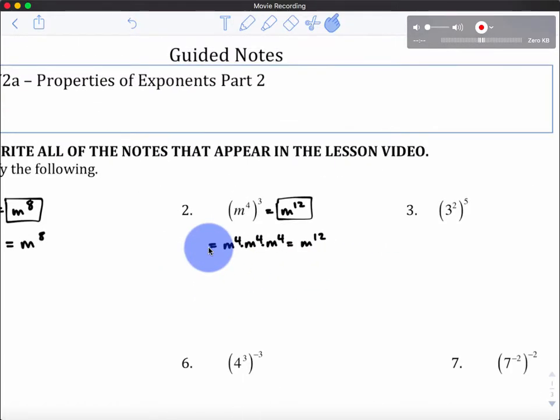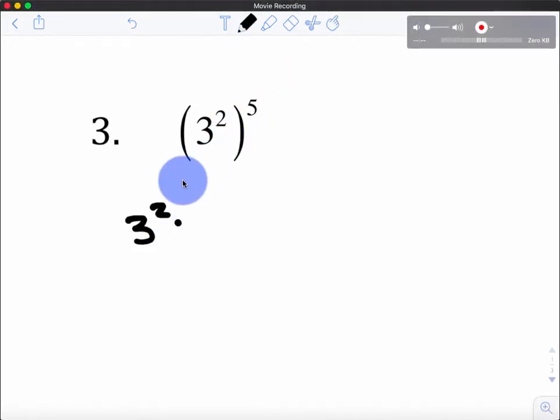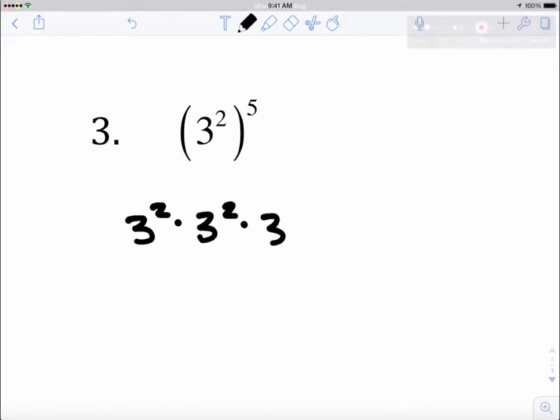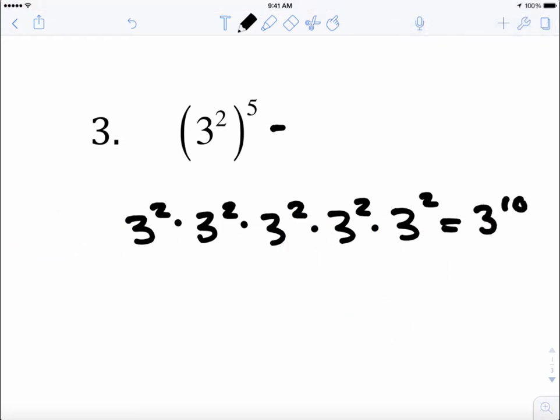Last example with positive exponents. What if we had 3 to the 2nd power, and we raised that then to the 5th? So 3 to the 2nd times 3 to the 2nd times 3 to the 2nd times 3 to the 2nd times 3 to the 2nd. We're going to have a total of 10 threes being multiplied by one another. 3 to the 10th power. Perhaps you knew that already. Just laying the foundation for what's coming up.